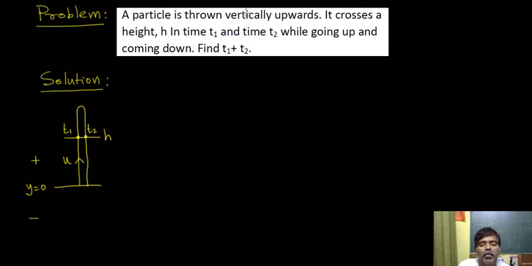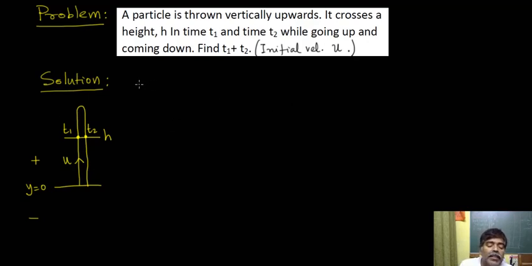I should give the initial velocity u. Initial velocity u is given. I should have given this parameter. Anyway, suppose this is height h. It crosses height h in t1 and t2: t1 while going up, t2 while coming down. So what should be the equation?